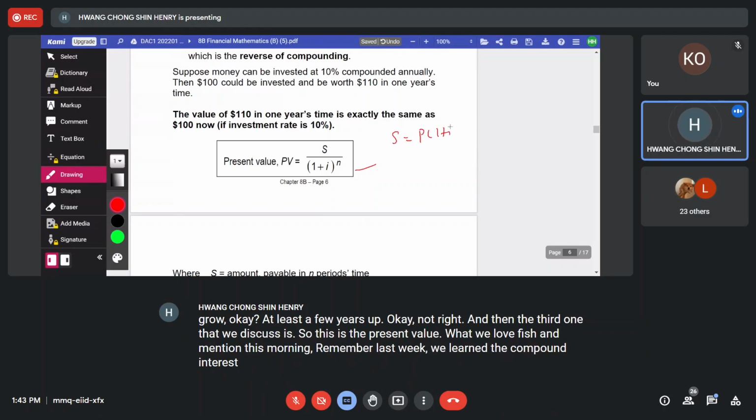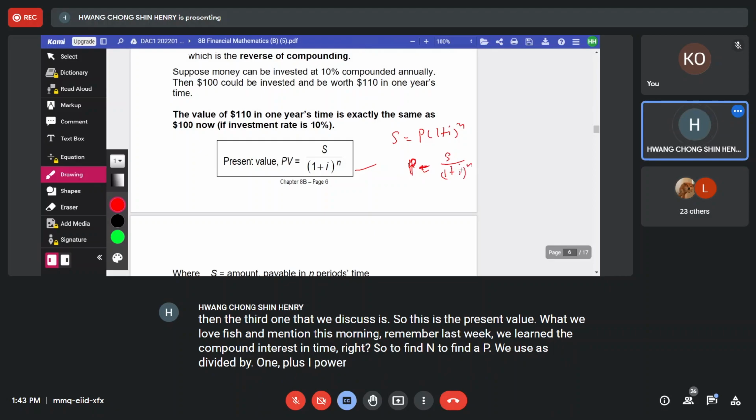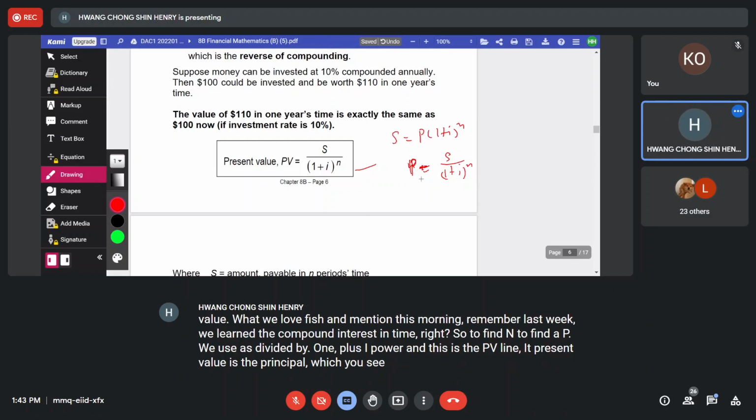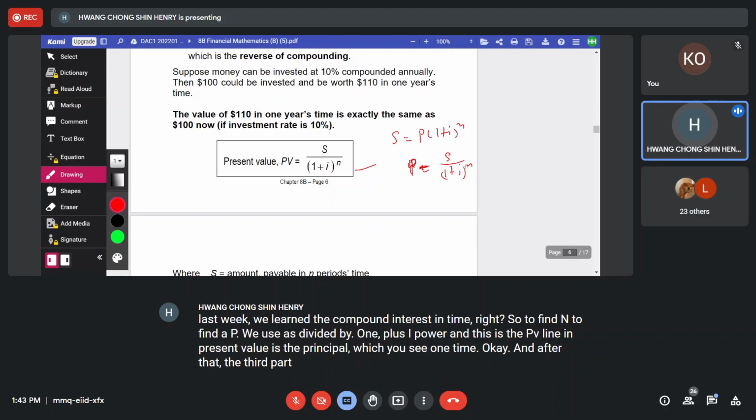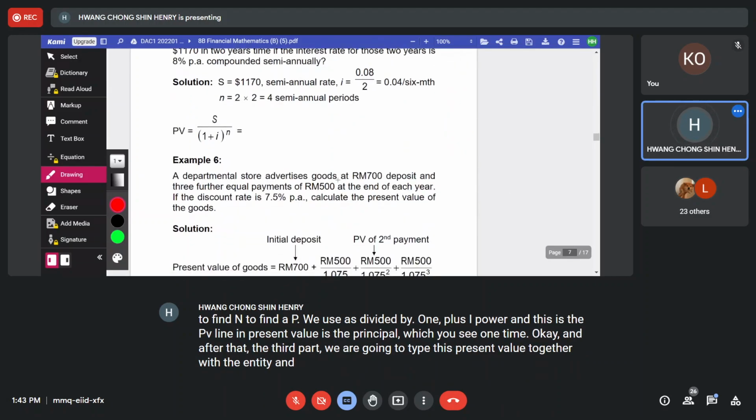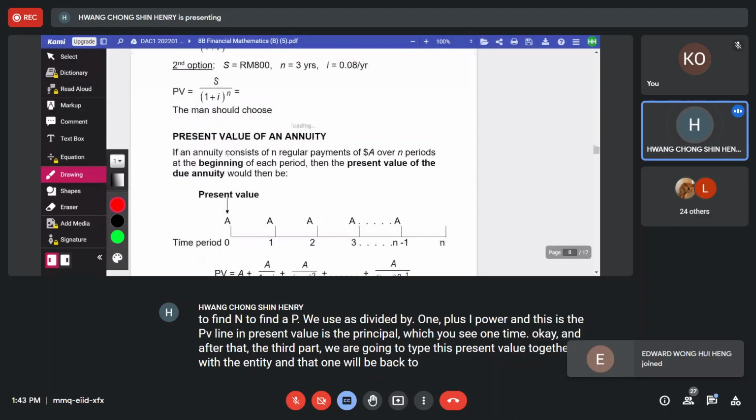P times (1 plus i) power n, right? So to find the P, we use S divided by (1 plus i) power n. This is the PV. Present value is the principal which you save one time. And after that, the third part, we are going to tie this present value together with the annuity, and that one will fall under present value of annuity.